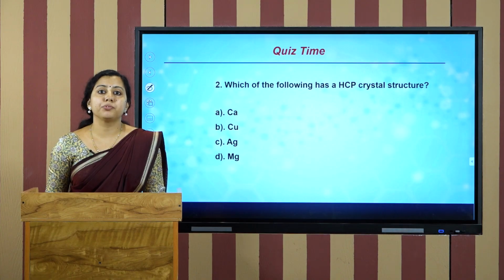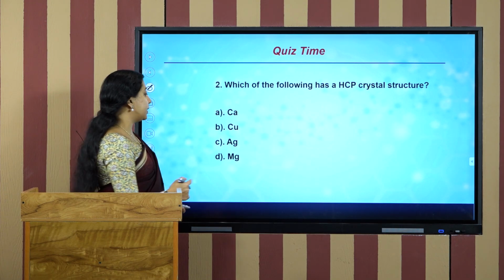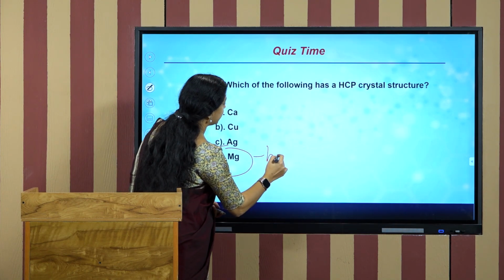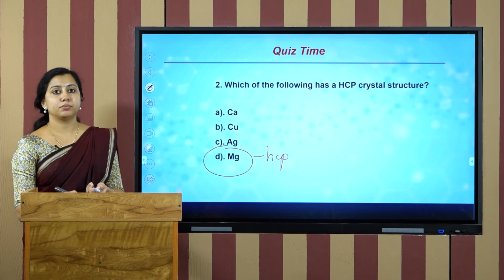Question number 2, which of the following has an HCP crystal structure? Option A, calcium, option B, copper, option C, silver, and option D, magnesium. Among these, magnesium adopts an HCP crystal structure. So, the correct option is option D, magnesium.